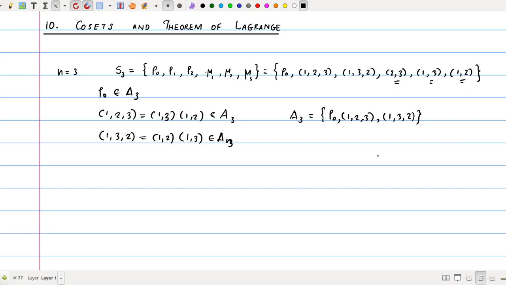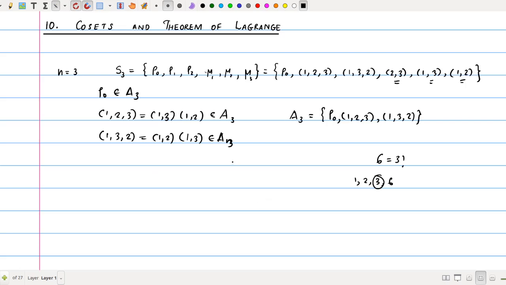That means if you consider 6, that is 3 factorial, then the divisors are 1, 2, 3, 6. So 3 is the largest possible value which divides 6 and which is less than 6. That is the maximum possible. After discussing the theorem of Lagrange, we can see that this is the largest possible order of a proper subgroup of a group. So these A_n are the largest proper subgroups of S_n.